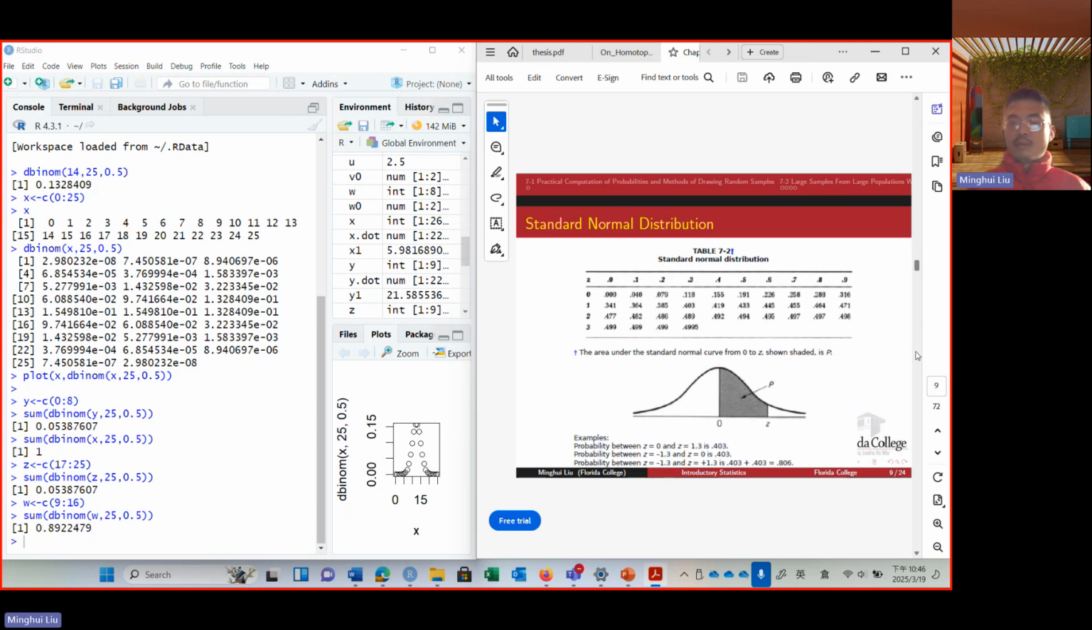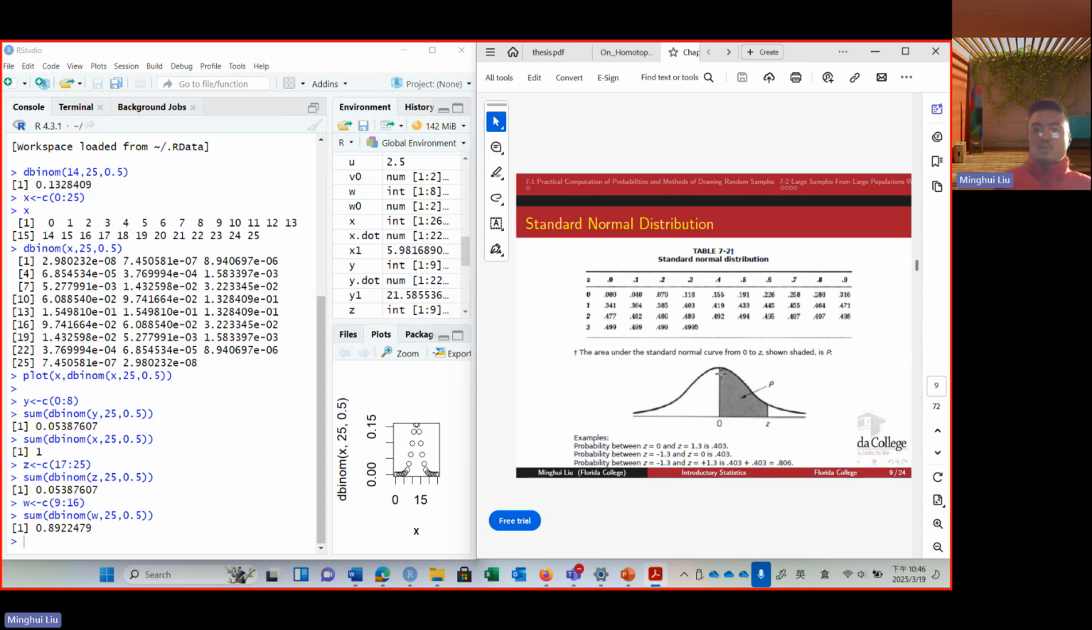Now, here's table 7.2. You can find the same table on page 173 of your book. This will tell you the area under the curve between 0 and some values of z. For example, if you set z equals 0 and z equals 1.3, you look for 1.3, and that corresponds to 0.403. So the probability between z equals 0 and z equals 1.3 is 0.403.